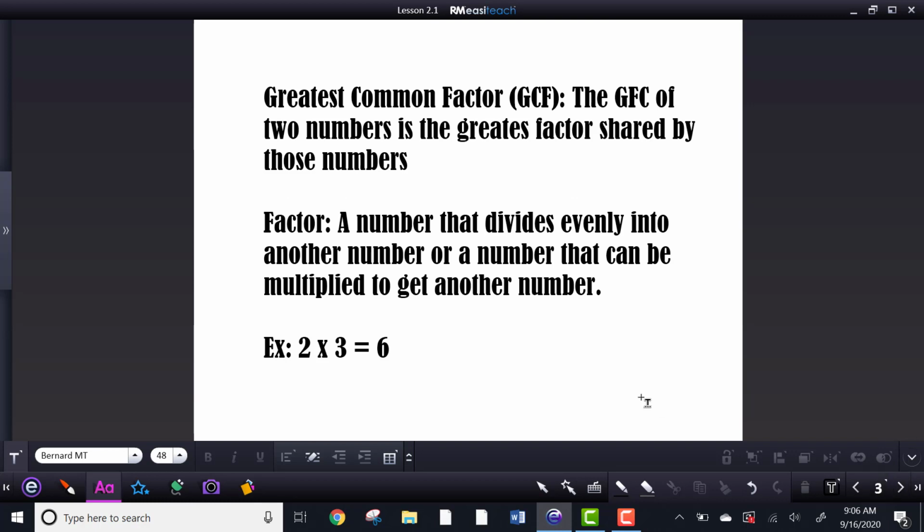Now let's take a look at some key vocabulary terms that we're going to be going over during this video. You'll want to write these words down and their definitions. So first of all, greatest common factor, GCF.